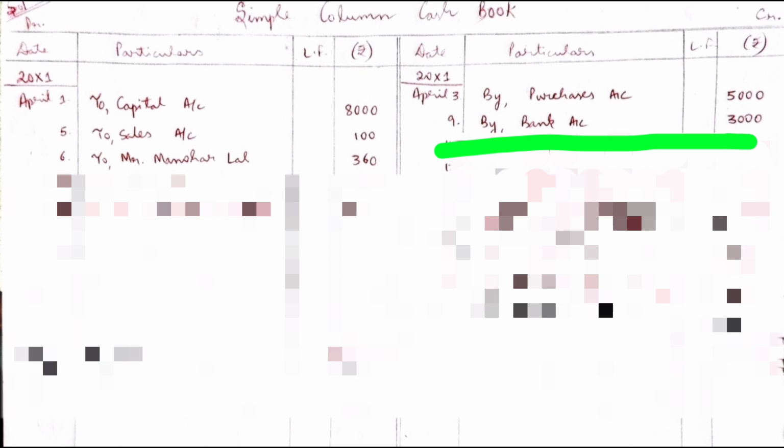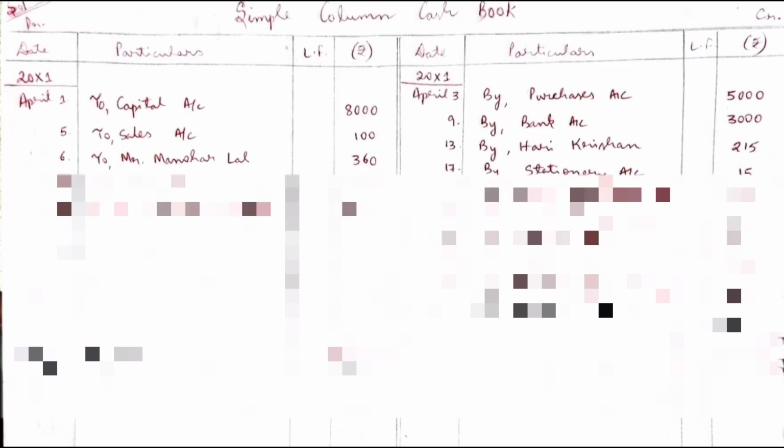And on date 13, the next transaction. What happens? Paid cash to Hari Krishnan. Paid cash, cash is again going out. So on date 13, we are going to write it on the credit side. April 13, by Hari Krishnan, which is 215 rupees in the amount column. Clear? I am assuming you have understood till here. Shall we move forward? All right.